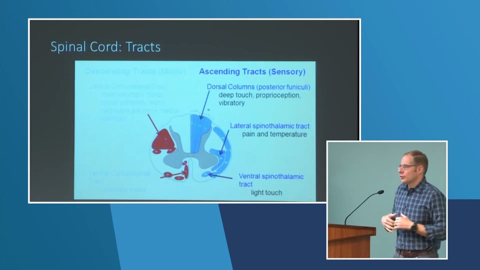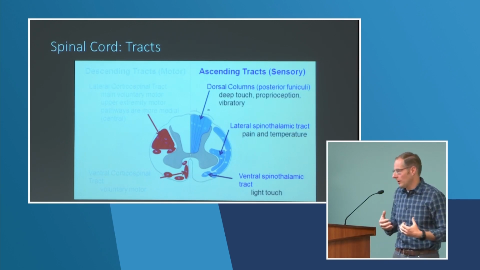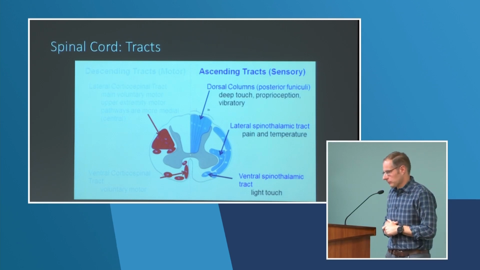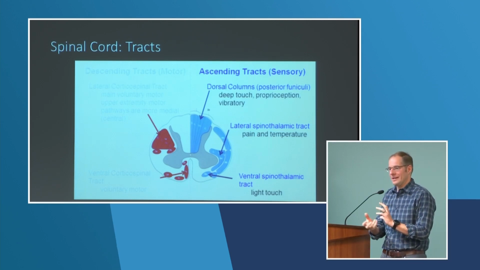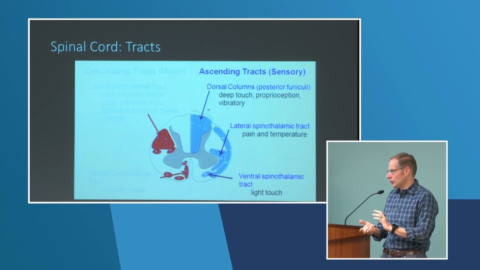So there are tracts that run up and down the spinal cord. They're descending tracts that provide motor control, and ascending tracts that provide sensory control. And the key point that I want to make here is that depending on where the spinal cord is damaged, you get different pathology.